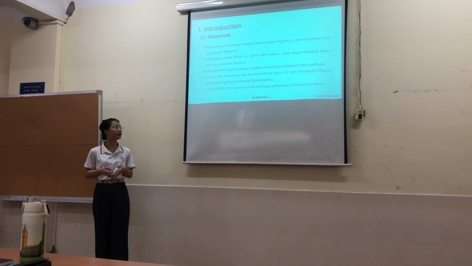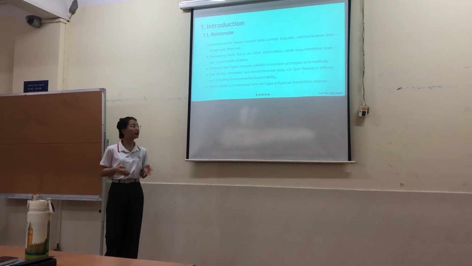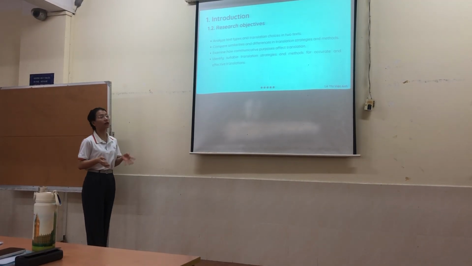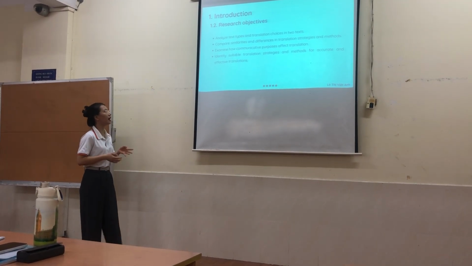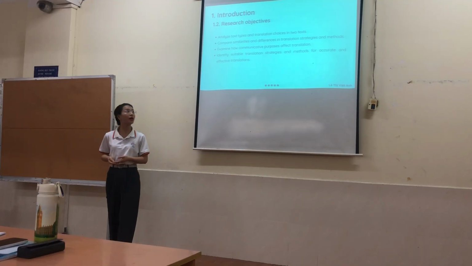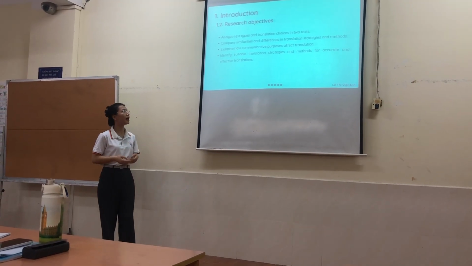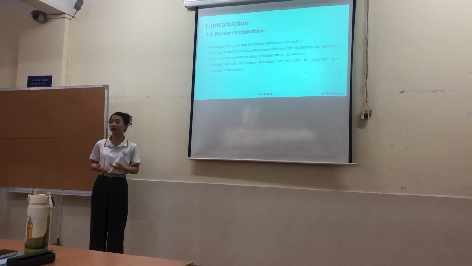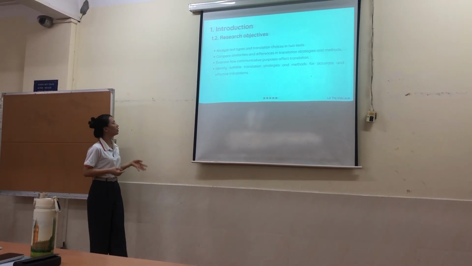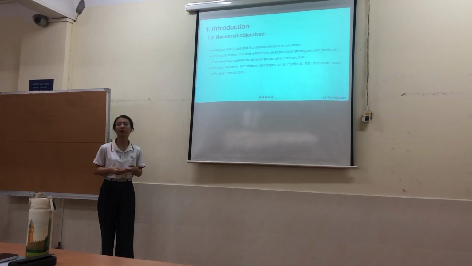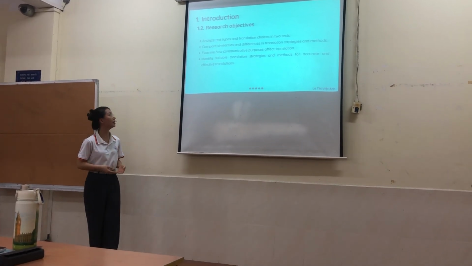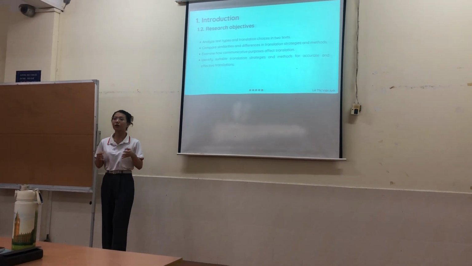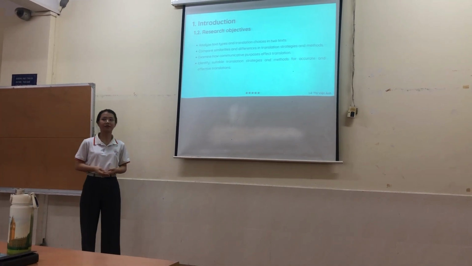The purpose is to examine how text type influences the translation process. The next part is the research objective. This study analyzes text types and the translation process. It also compares similarities and differences in translation strategies and methods. In addition, it examines how communicative purpose affects translation, and it identifies suitable translation strategies and methods which have achieved accurate and effective translation.